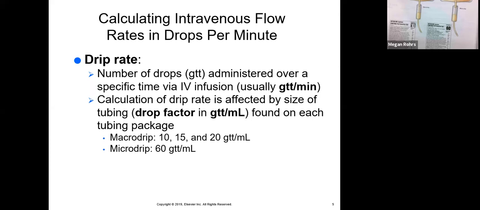Now, the drop factor is going to just be based on the type of IV tubing that you're using. So we can have bags that do macro drips, which are very large drops. So there's going to be less drops in each mil. Or we can have a micro drip, which is going to have a lot of tiny drops.